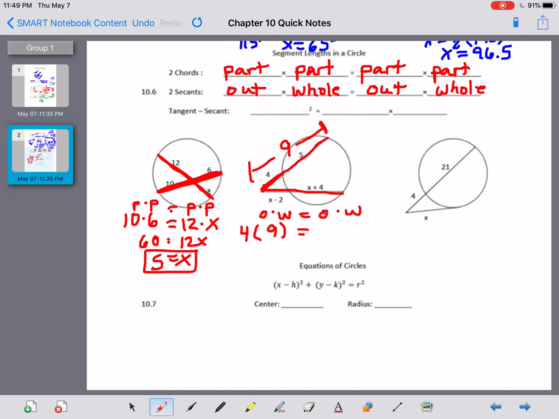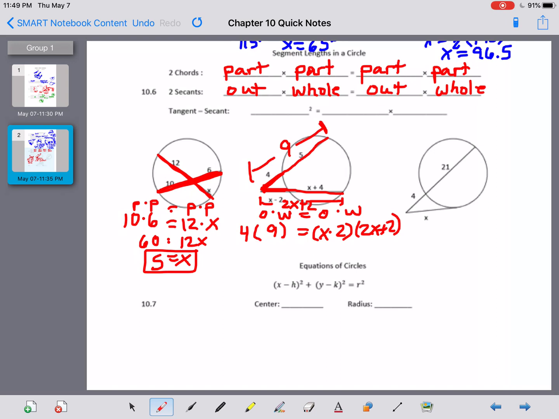On my bottom one, my outside part is x minus 2. My whole thing, I need to add these two segments together. So that gives me 2 x's, and a negative 2 plus 4 is a plus 2. So I get a 2x plus 2 for my whole. Make sure you're adding the whole thing together and don't just do the inside. It doesn't say oi oi, it says ow ow. Out times whole equals out times whole.